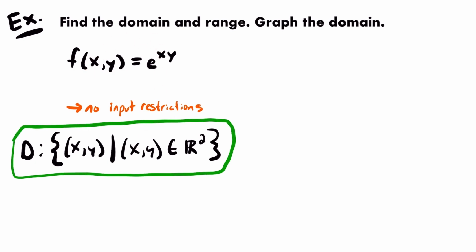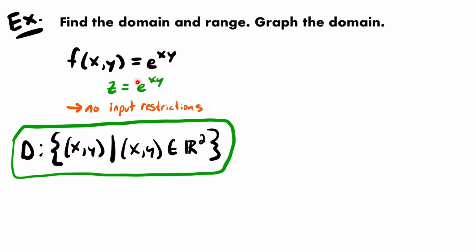But what about the range? What are the possible output values or z values? Technically, you could rewrite this function to be z equals e to the power of xy, right? Z would be the dependent variable for this function. So what are the possible values of z? What can you get or not get as an output for this function?